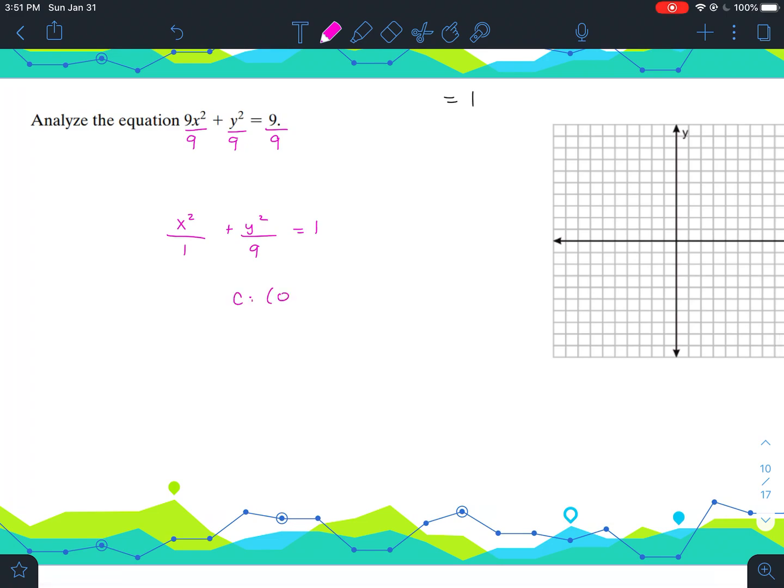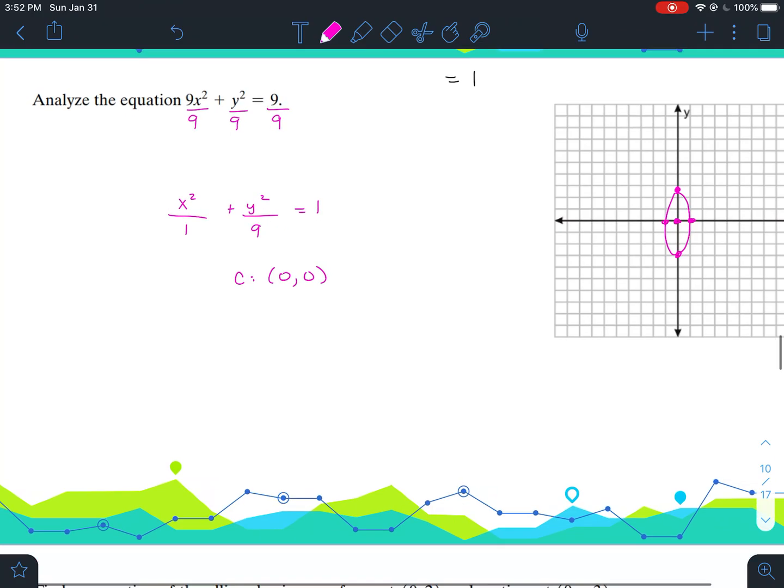The center of that ellipse is going to be at 0, 0. And then I'm going to move 1 left and right, and I'm going to move 3 up and down. So 1, 2, 3, 1, 2, 3. And that would be the ellipse formed with the equation 9x squared plus y squared equals 9. So it would be an ellipse with the center at 0, 0. The minor axis would move left and right, and the major axis would move up and down.